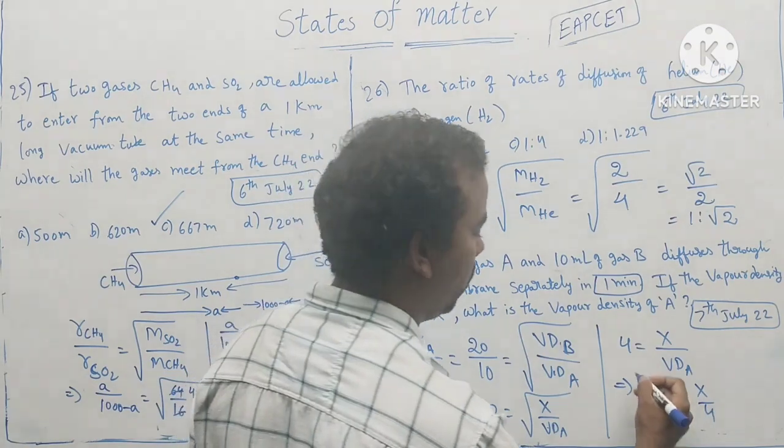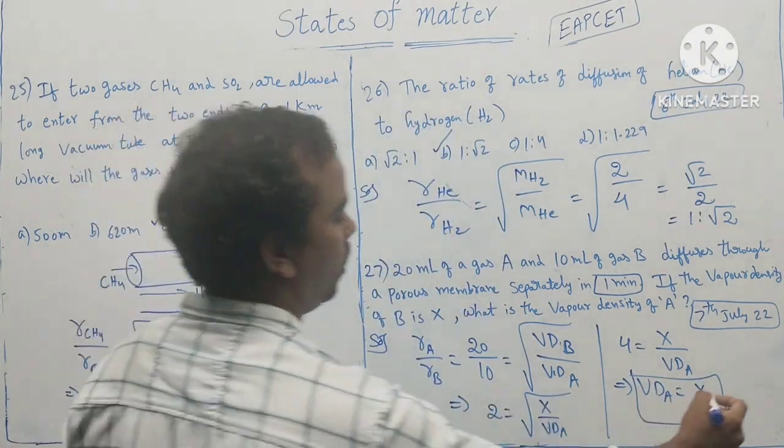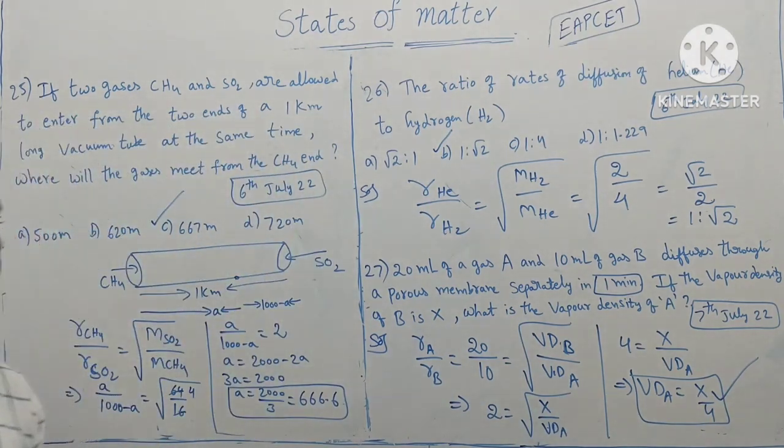So options are not given. Vapor density of A is equal to X by 4. So answer X by 4. You can note this.